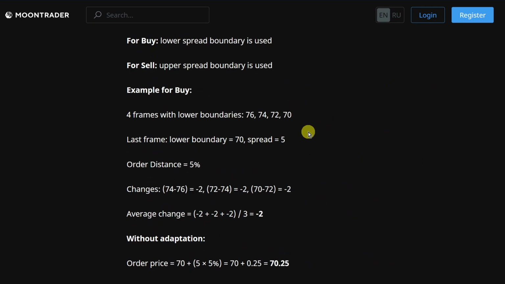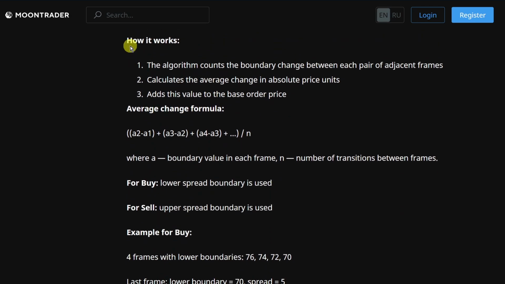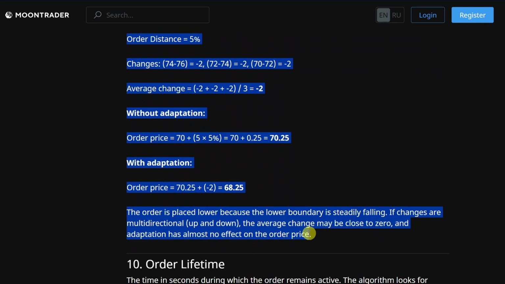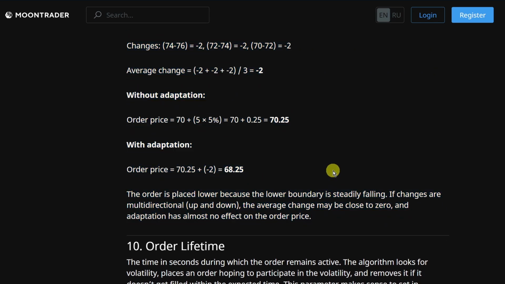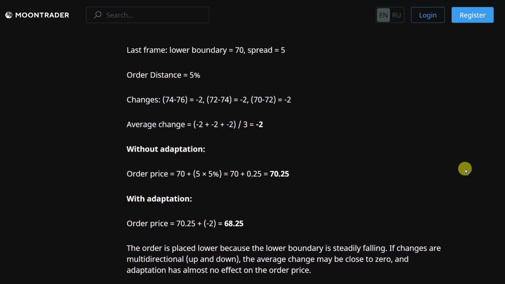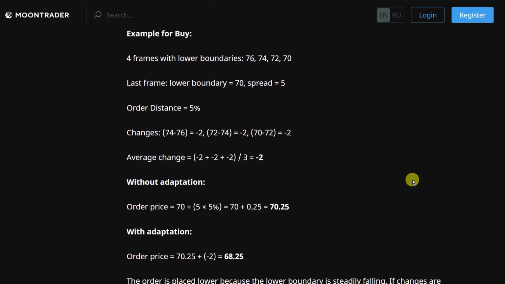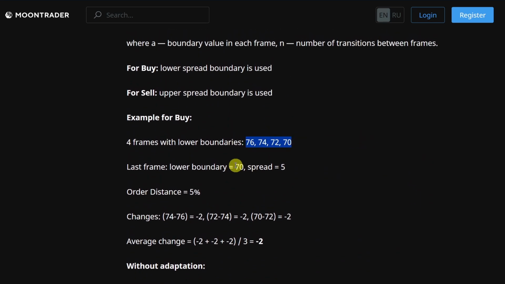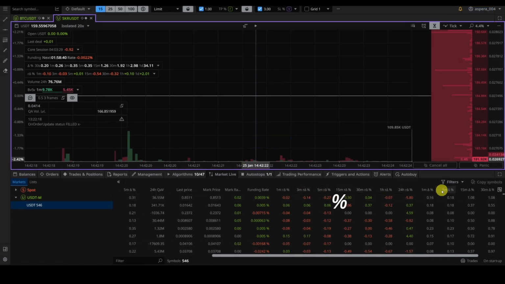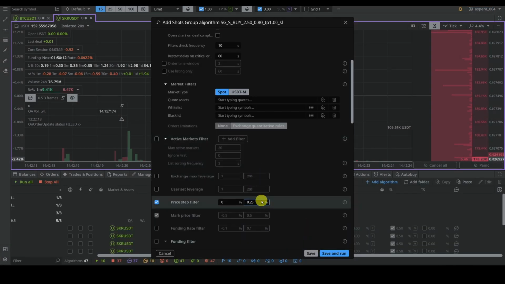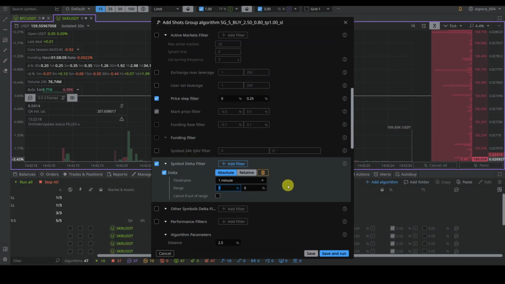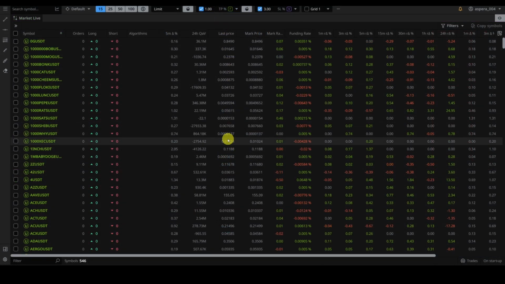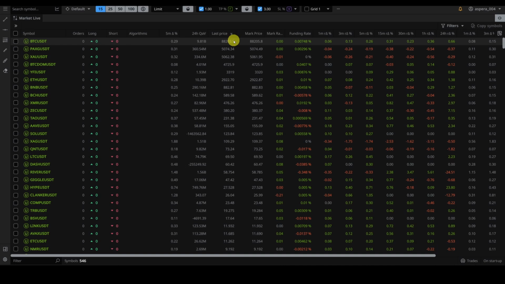So, I recreated this exact calculation for the buy side in Excel to clearly grasp what it means and to play around with different values to see how the adaptation reacts. This operates using the absolute price of the coin, which was a bit baffling at first, since everything I've ever done in Moontrader deals with price percentages. In fact, I don't even have an idea what the actual price of anything is, except maybe Bitcoin.